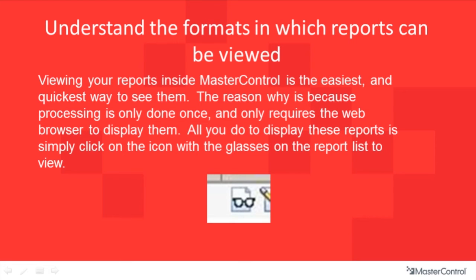Viewing your reports inside Master Control is the easiest and the quickest way. The reason why is because processing is only done once and only requires the web browser to view them. All you do to display the reports is simply click on the glasses icon. So, like I said, that's the simplest way to do that. You bring it up in Master Control, you click on it, and bam, it's there. If it's a large report, it may take a bit of processing to get that together, but processing is only done once and it's there.